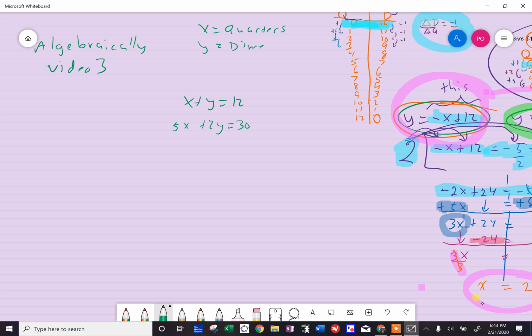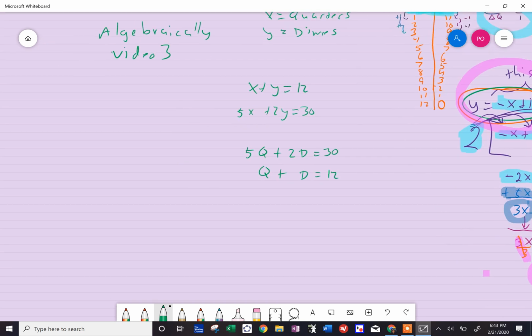Now, if I was smart, which I kind of am, I would rewrite this as 5q plus 2d equals 30. And I'm going to say the quarters plus the dimes equals 12. Now, what I normally do is, normally I draw a picture. Quite honestly, maybe I should. Maybe I will. No, I'm not going to. Normally I draw a picture.